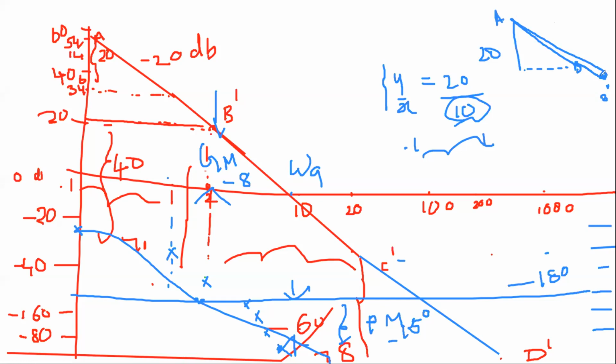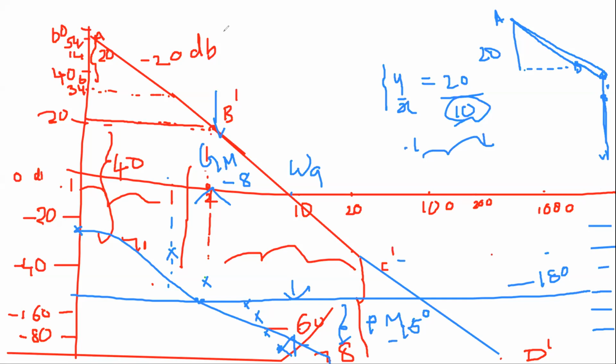Then again from here, minus 40 dB you want. So go vertically down from here by 40 dB, and go horizontally to the next corner frequency, which is 20. At 20, you mark it as C dash, join B dash and C dash. At C dash, go down by 60 dB and then go horizontally up to 200, mark it as D dash, join C dash and D dash. That is how you have to do it.